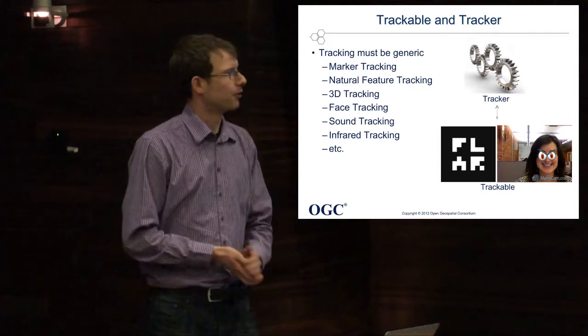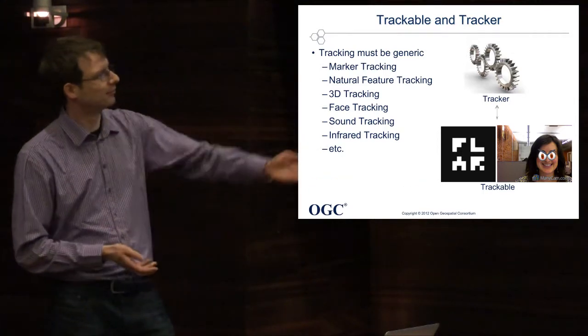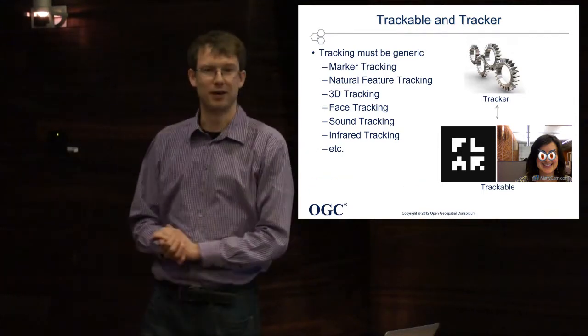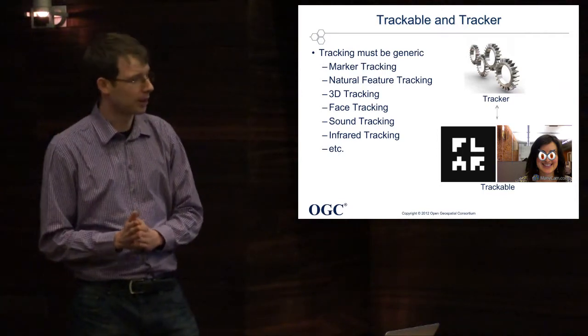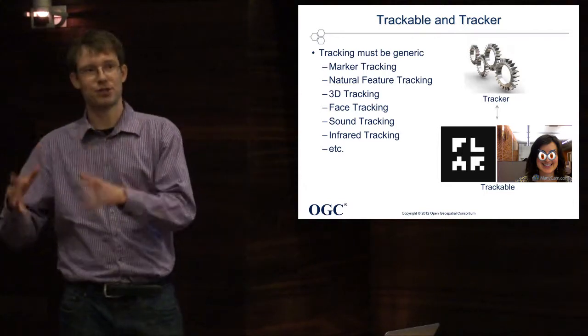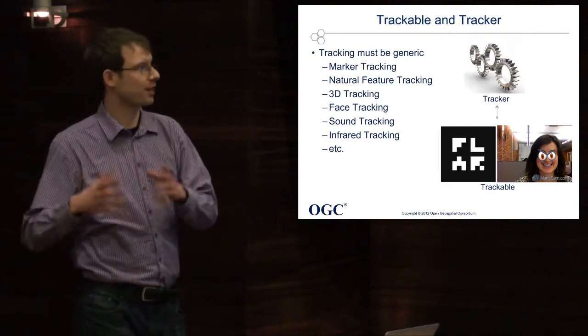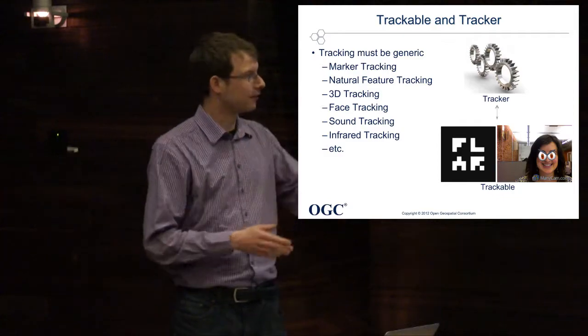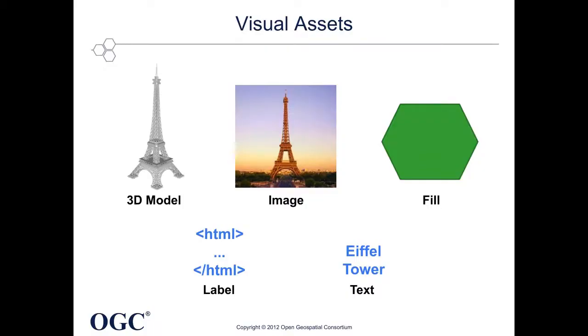You could, for example, use a face tracker, as you see in the bottom right corner of that screen, where the face tracking solution, which is actually available on your device, is the tracker, and the face itself is the trackable. And then coming back to the visual assets that ARML actually supports, we do have 5 types so far, and of course this is open for extension in the future, whatever is required by the community. These are the 5 types that we support.